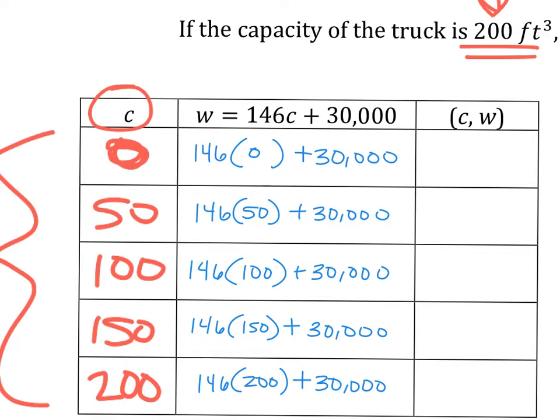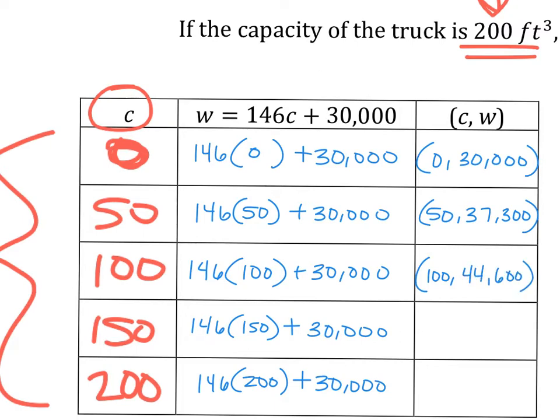If I plug a 0 in, what do I get? 30,000, right? 0, 30,000. If I plug 50 in, I get 37,300. If I plug 100 in, I get 44,600. If I plug 150 in, I get 51,900. And if I plug 200 in, that's our max capacity, so we can't go any higher than that, I get 59,200.